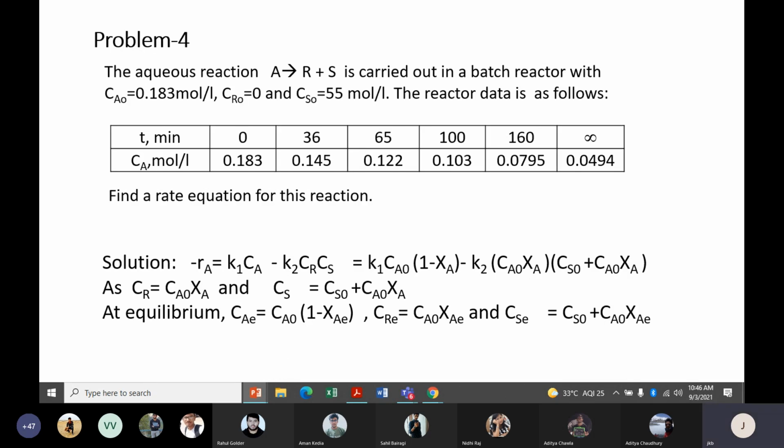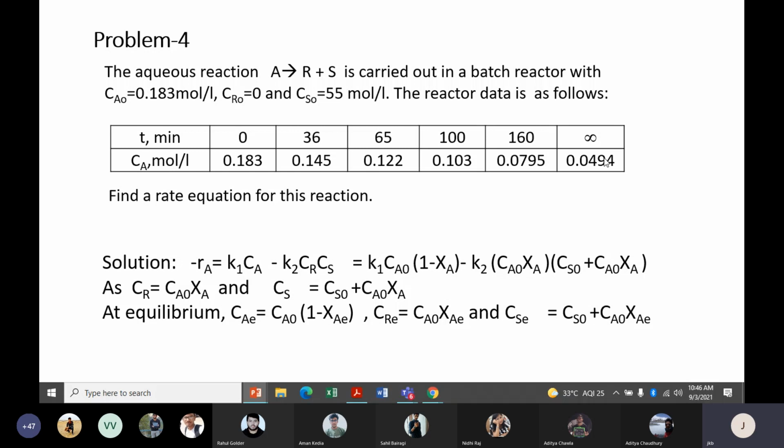I will go up to this problem today. Yes, problem 4. Here aqueous reaction for A to R plus S is carried out in a batch reactor with these values. CA0, CR0, CS0. CS0 is 55, but CR0 is 0 in the product. But CA0 is 0.183 mole per liter. And these are the different time concentration from batch reactor. Now in this expression you observe after infinite time some CA is left.